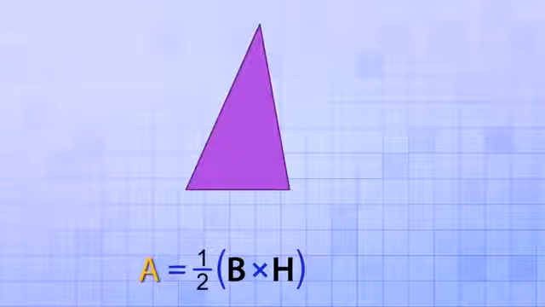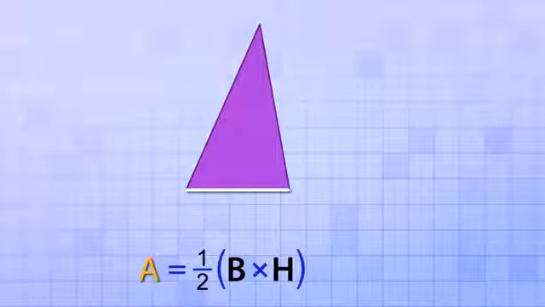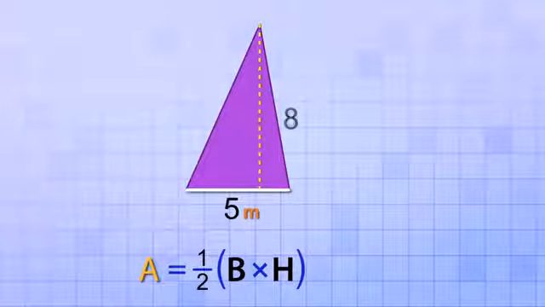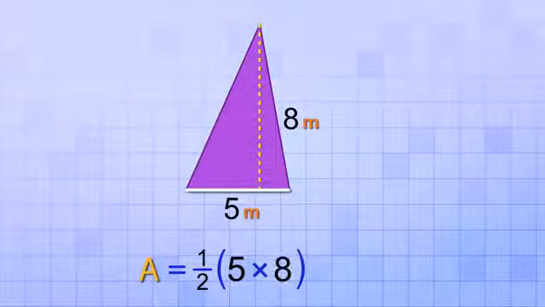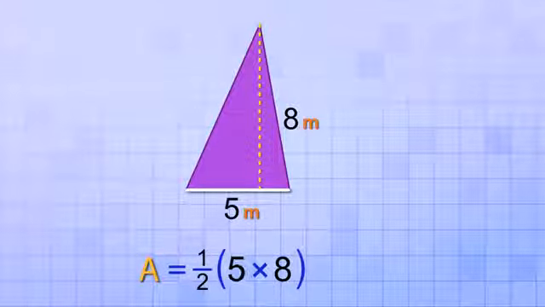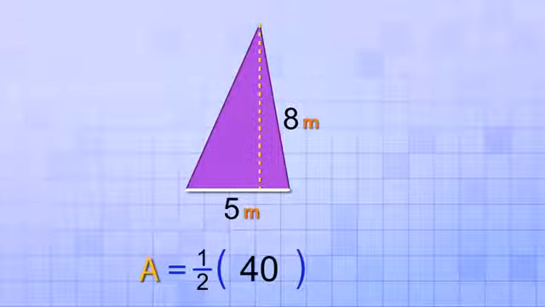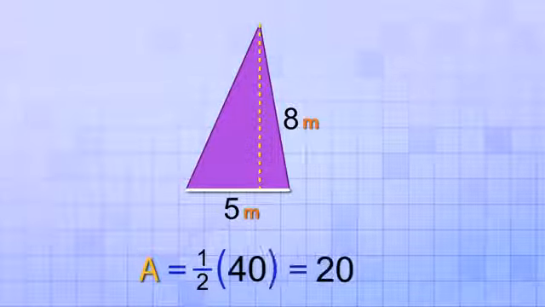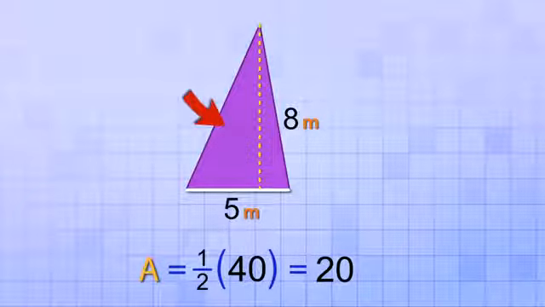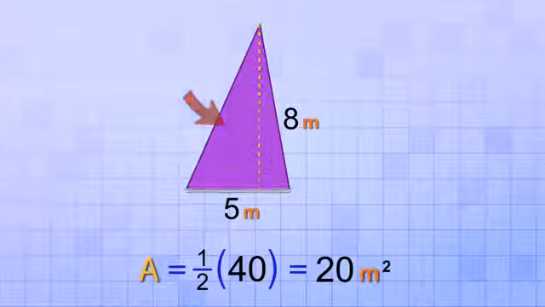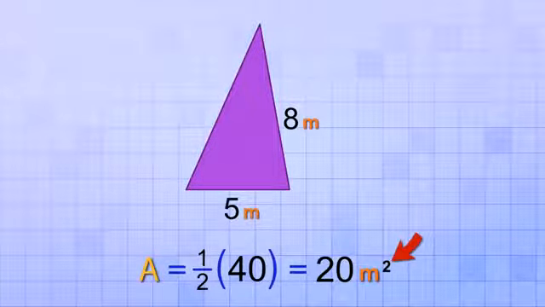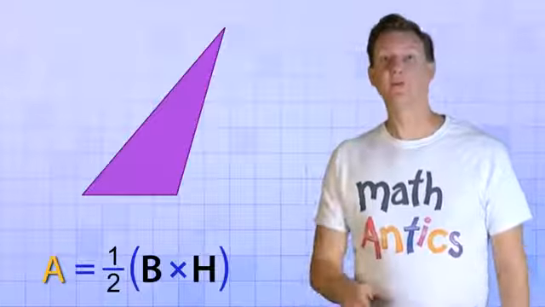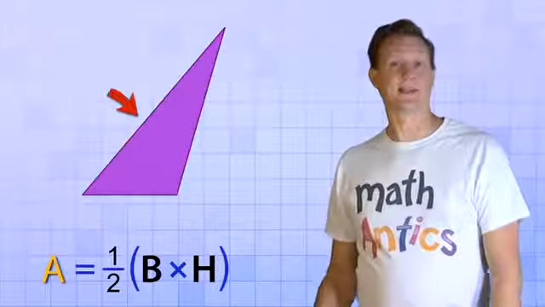Our diagram shows that the base of this acute triangle is 5 meters and its height is 8 meters. So we plug those values into our formula for area and we get area equals 1/2 of 5 times 8. 5 times 8 is 40 and 1/2 of 40 is 20. So the area of this triangle is 20 meters squared. Don't forget that the units of measurement for area will always be square units. Okay, that was pretty simple. Let's try our last example.